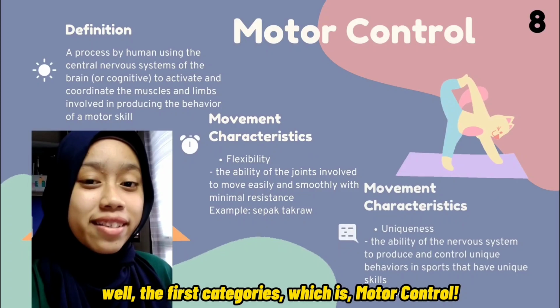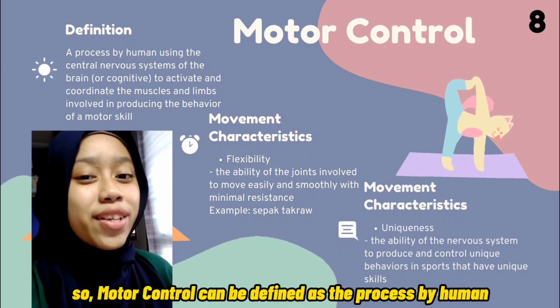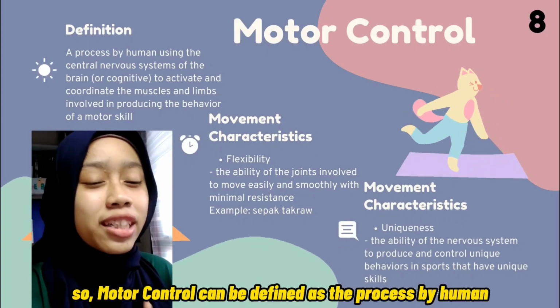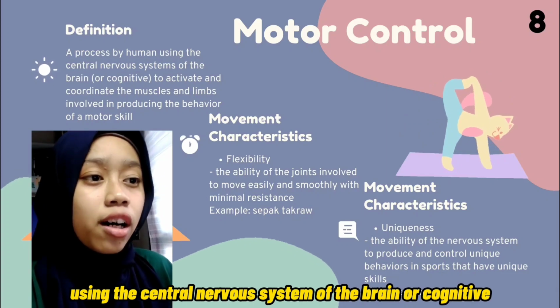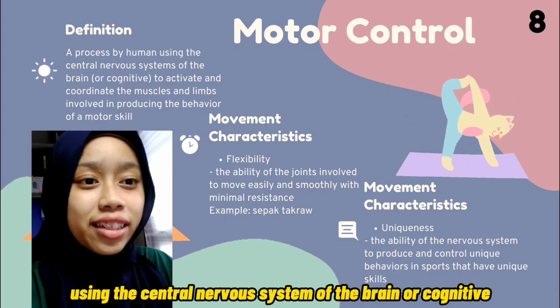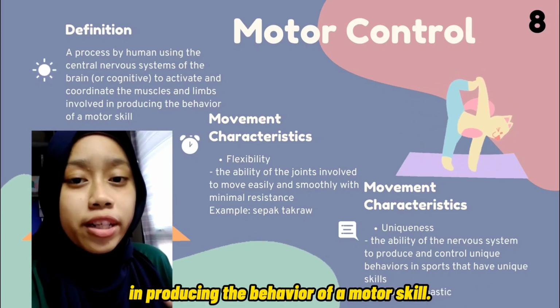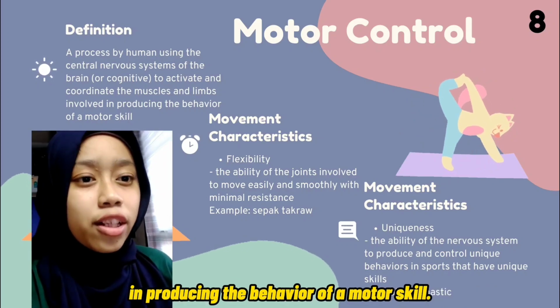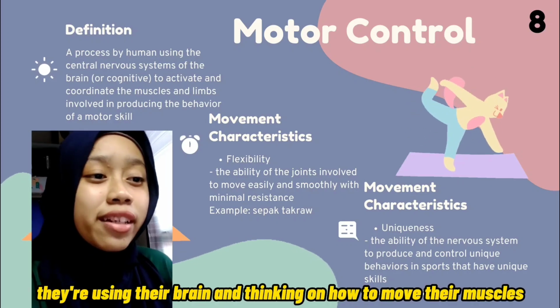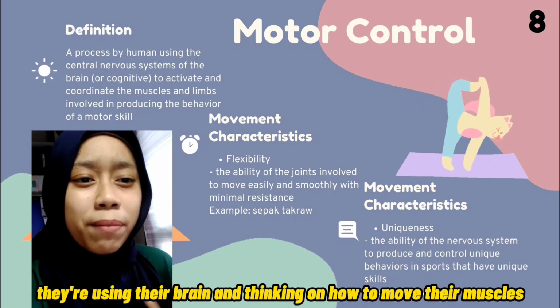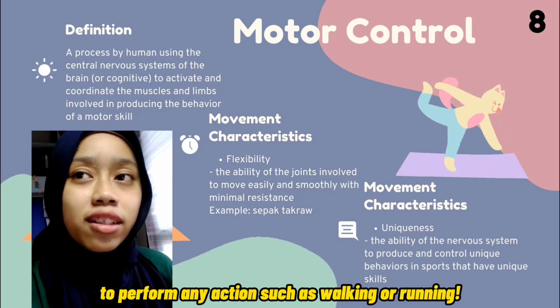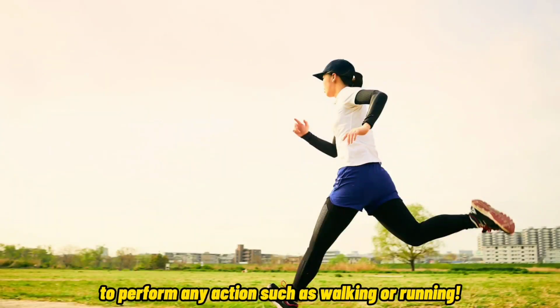Well, the first category is motor control. Motor control can be defined as the process by which humans use the central nervous system of the brain, or cognition, to activate and coordinate the muscles and limbs involved in producing the behavior of a motor skill. To put it simply, they are using their brain and thinking on how to move their muscles to perform any actions such as walking or running.